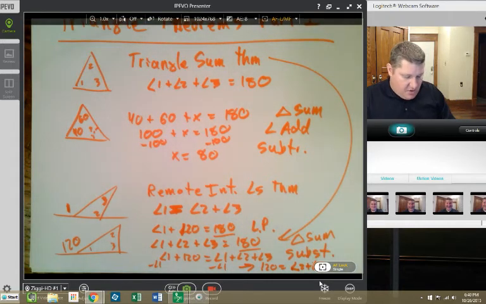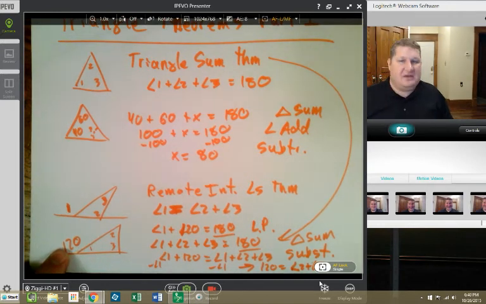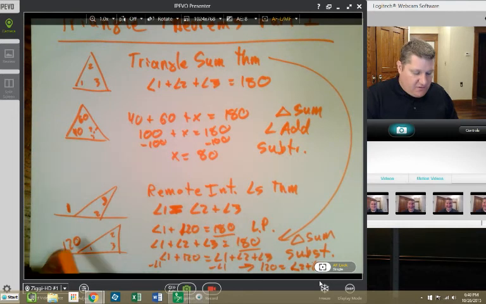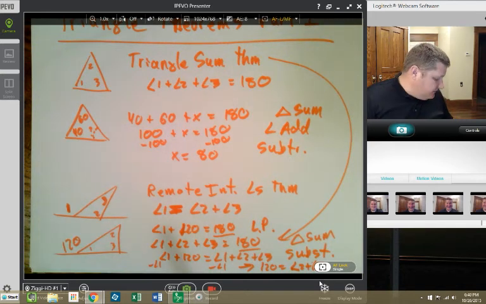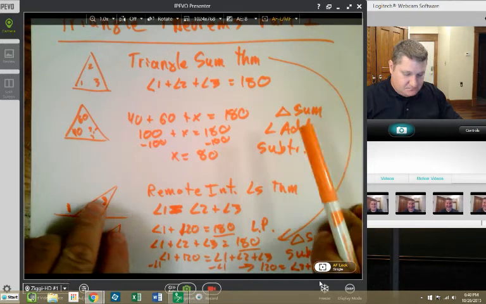Now, they're called remote interior angles because if you have a remote cabin in the woods, it's away from things, it's far away. So 120 is over here, 2 and 3 are on the far side of the triangle. So you have remote interior angles. Now, that brings us to a couple other pieces of the puzzle.